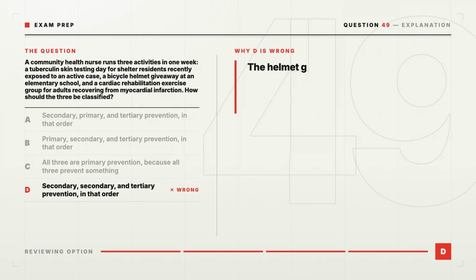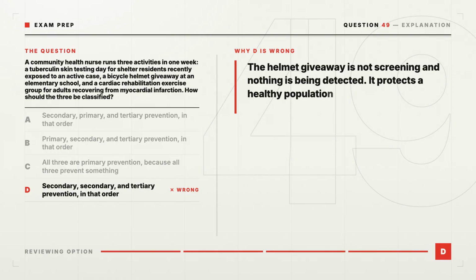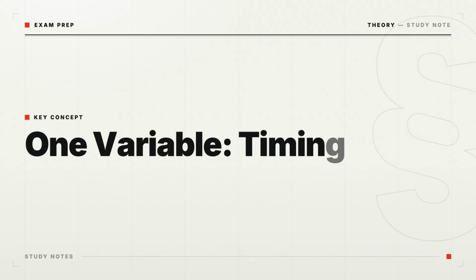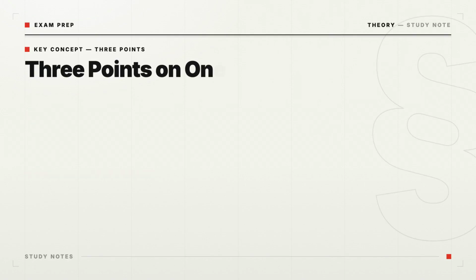D is wrong because the helmet giveaway is not screening and nothing is being detected. It protects a healthy population before injury, which places it at the primary level. Levels of prevention aren't organized by severity, cost, or setting. They're organized by a single variable, timing relative to the disease process.